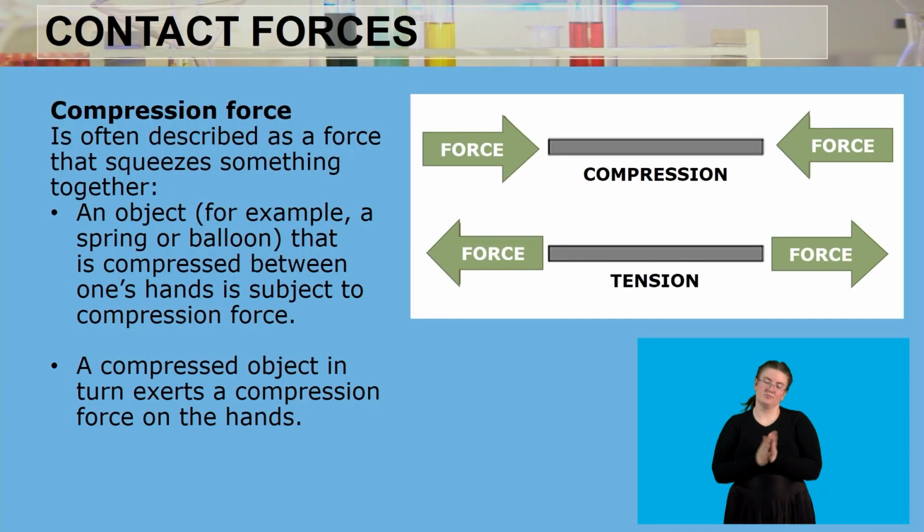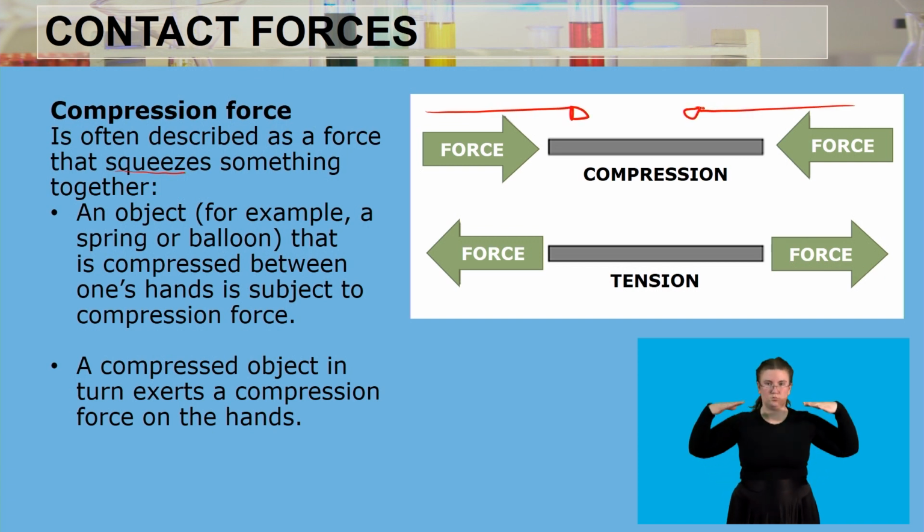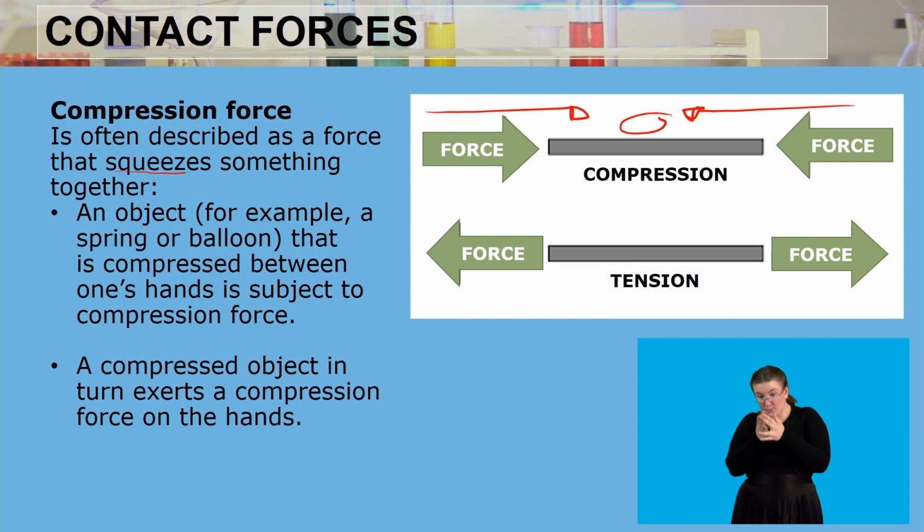If the object is going to the right, friction is going to the left. Now, the compression force, also another example of a contact force, is often described as a force that squeezes something together. So when two forces are acting on an object in opposite directions, force A acting to the right and force B acting to the left, the object in between is going to be squeezed or squashed, and that's going to change its shape.